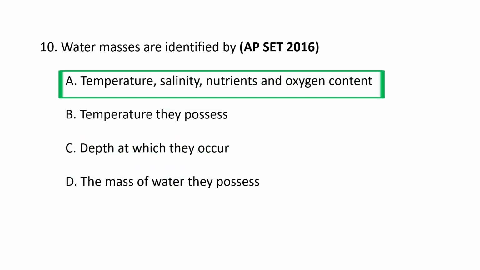Water masses are identified by temperature and salinity, which are conservative properties that change little over time and help define their unique characteristics and movement. Oxygen, along with other non-conservative properties like nutrients, also plays a role in characterizing a water mass's origin and history, particularly in distinguishing between different water bodies. So, water masses are identified by temperature, salinity, nutrients, and oxygen content. A is the correct option.